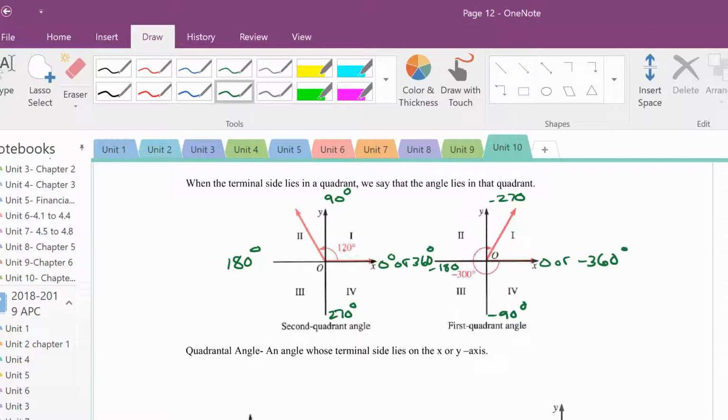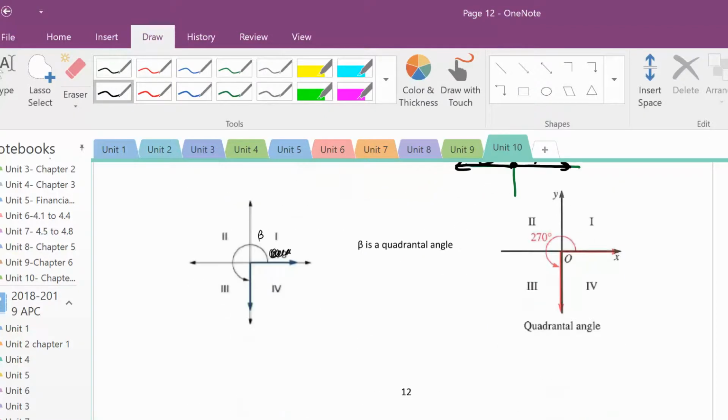So this 120 degree angle lies in quadrant 2 because it's 120 degrees, so it's past 90 but not quite 180. Any angle that lies on the x or y axis, like 180 degrees or 270, is what's considered quadrantal. So 180 degrees right here, this is quadrantal. So like 270 degrees right here is quadrantal.